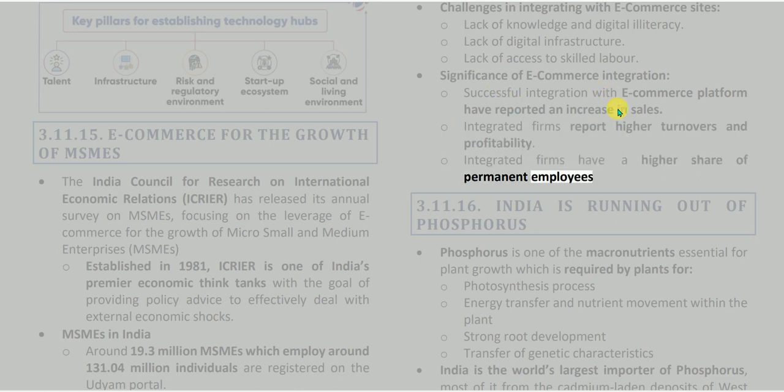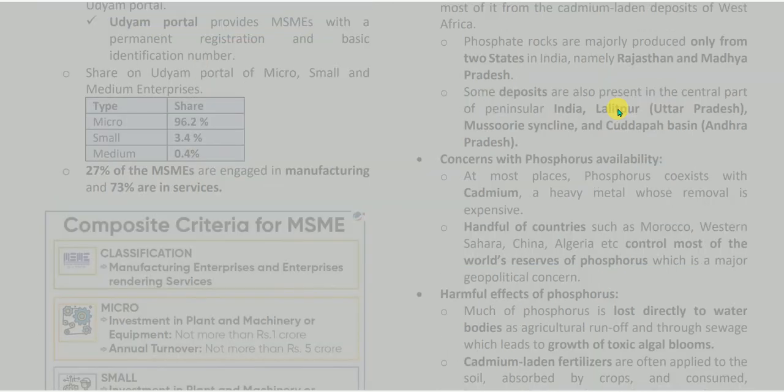3rd November 2016. India is running out of phosphorus. Phosphorus is one of the macronutrients essential for plant growth, which is required by plants for photosynthesis process, energy transfer and nutrient movement within the plant, strong root development, transfer of genetic characteristics. India is the world's largest importer of phosphorus, most of it from the cadmium-laden deposits of West Africa.